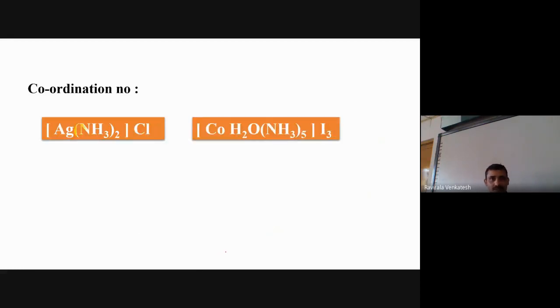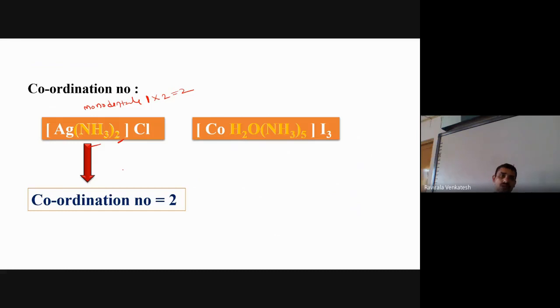Coordination number for this one. How do you find the coordination number? See, ammonia, 2 ligands are there. Ammonia is monodentate. Monodentate means only 1; its denticity is equal to 1. 2 are there, so that is equal to 2. Now the coordination number for this one will be 2. Don't take counter ions here. Most of the students make mistakes here. Whichever are inside the complex are called ligands. Outside, they are nothing but counter ions.